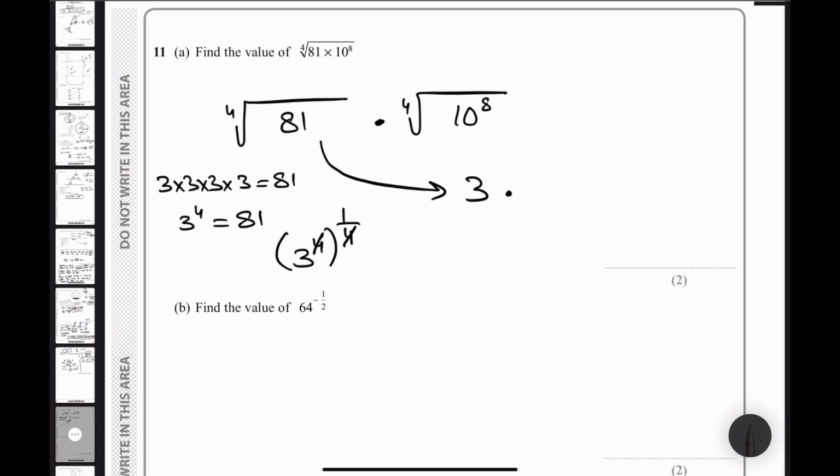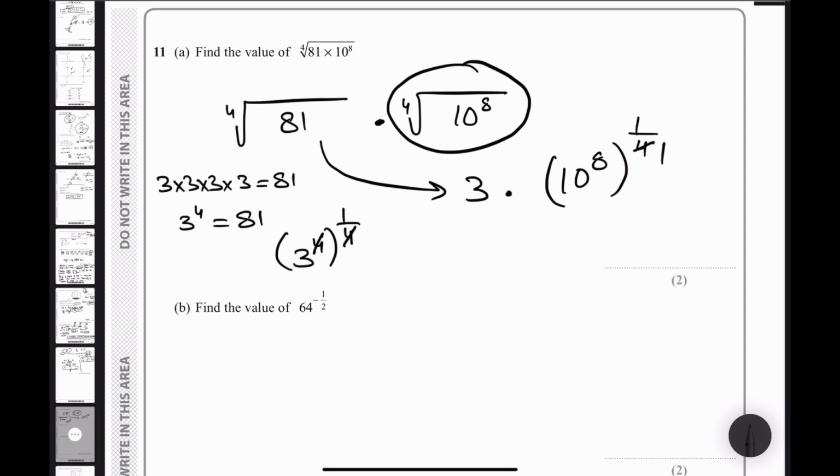Multiply by. Now let's solve this part of it. So it can be written as 10 to the power of 8 to the power of, due to root of 4, it will become 1 over 4. Now if you multiply 8 with 1 over 4, it will become times 1 times 2. So it will be like 3 times 10 to the power of 2. So 3 times 100, that will be equal to 300. So our final answer will be equal to 300.